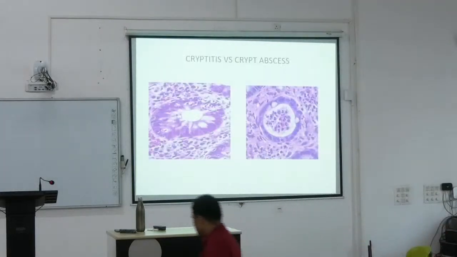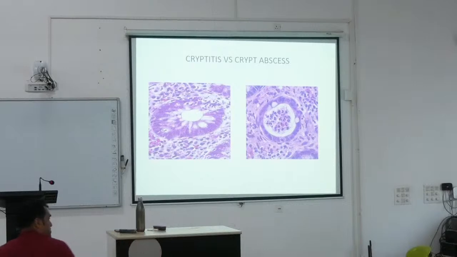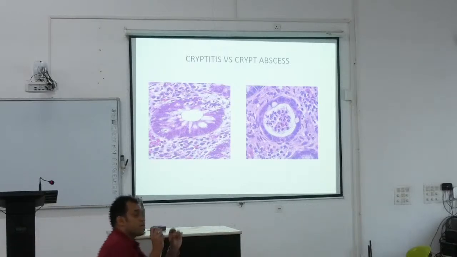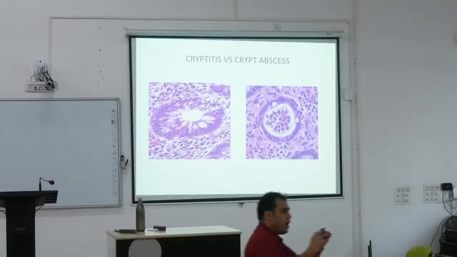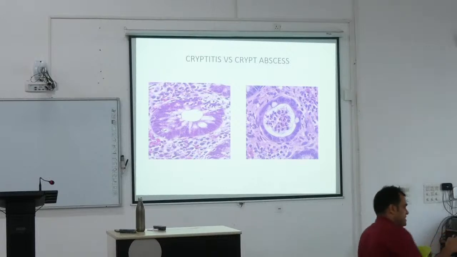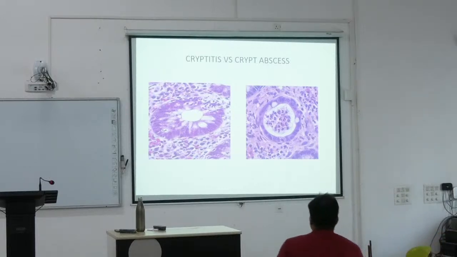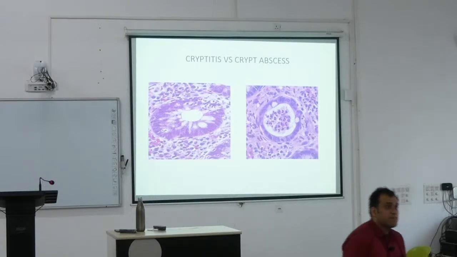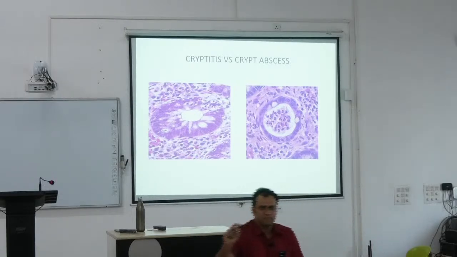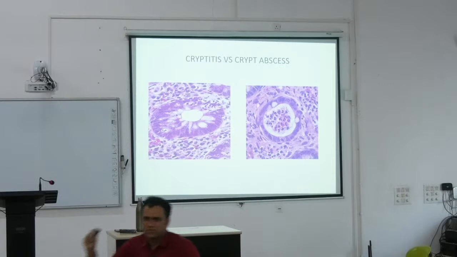So this is basically an example of cryptitis and crypt abscess. Cryptitis means the neutrophils are within the epithelial cells. They haven't come to the lumen yet. But once they cross the epithelial barrier and are inside the lumen, that is when it is known as crypt abscess. So cryptitis and crypt abscess, just remember the names.